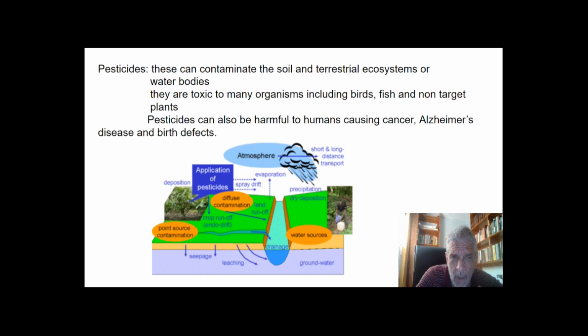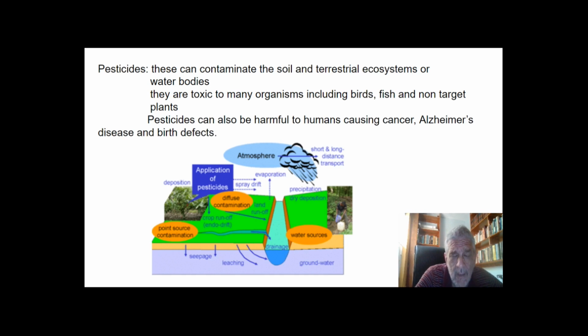And basically, what happens when you apply a pesticide? It's applied to a plant, and it can go into a water body by runoff, or it can go into a water body by leaching. Sometimes it can evaporate into the atmosphere, be carried short or long distances, and then fall in precipitation. So, in other words, a pesticide can end up a great distance from where it was applied.